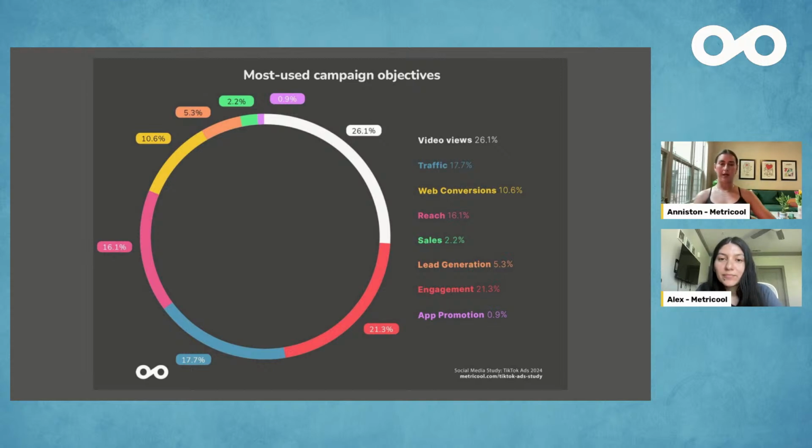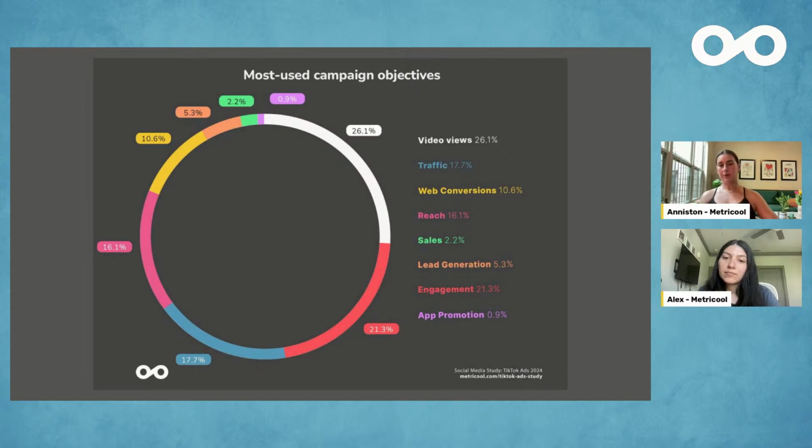That just means increasing video views. That's the goal. As you know, TikTok is a very engaging platform. People want to boost video views, which can lead into that ripple effect of increased reach, increased shares, and so on. So video views, most used campaign objective.